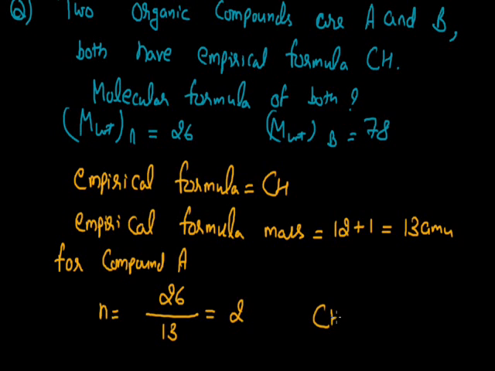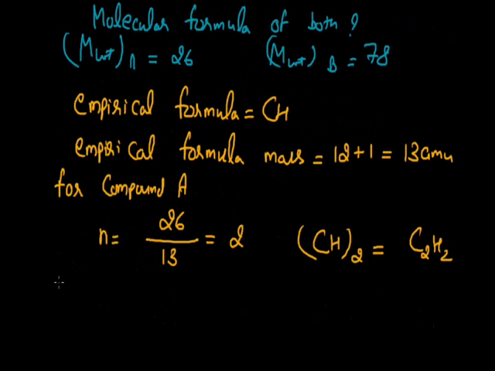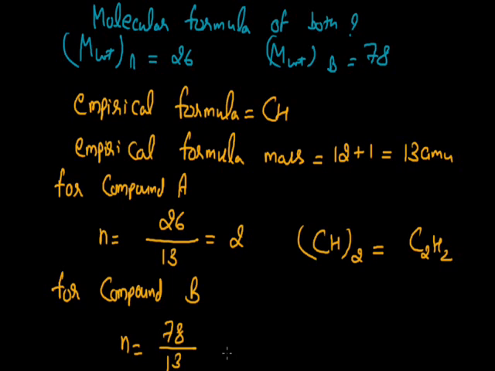And if we multiply this CH with the whole number 2, the final formula will be C2H2. That is the molecular formula for the compound A. Now if we move to the next one, that is compound B. As we are provided, the molecular mass of this compound is 78, while the empirical formula mass we have just calculated is 13. If we take the ratio of these two, the value will be 6. If we multiply the empirical formula by 6, the formula will be C6H6, and that is the molecular formula for the compound B.